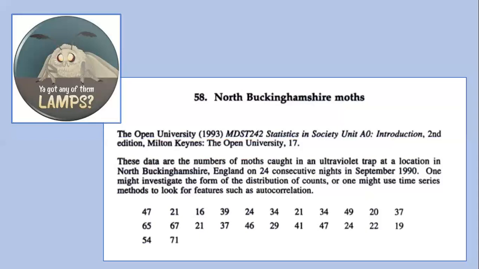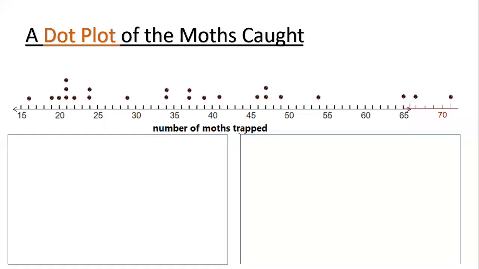But number of moths is a quantitative variable. And one of the things that we can do for visualizing a quantitative variable is to create something that's known as a dot plot. A dot plot is simply a number line. And here you can see we've labeled our number line as number of moths trapped. It's simply a number line that has a dot above every data value that existed. So here, since there was one night when 16 moths were caught, you can see we have a dot above 16. There was one night when 19 moths were caught, so there's a dot above 19.